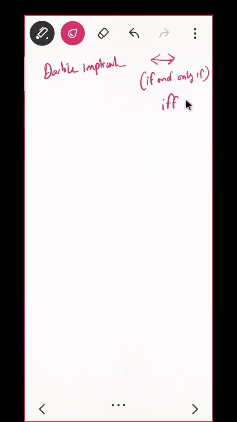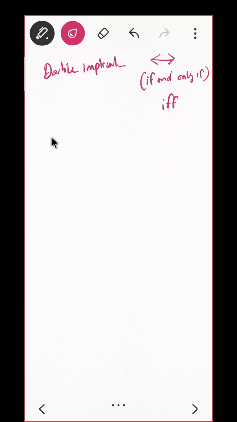Okay. So what next? Let us go about that next. Double implication. What is the double implication? It is denoted by a double arrow, a two-sided arrow, and read as if and only if. Or we used to write it as I double F. I'll be using this all the time. I double F means I am referring to if and only if.